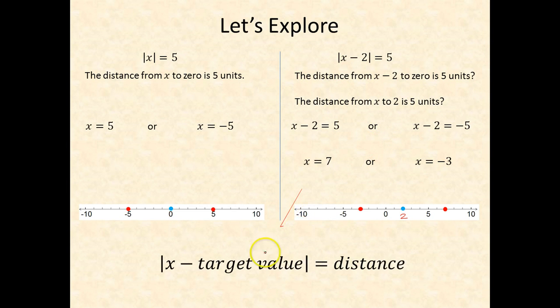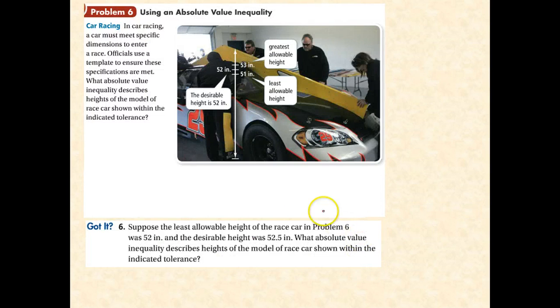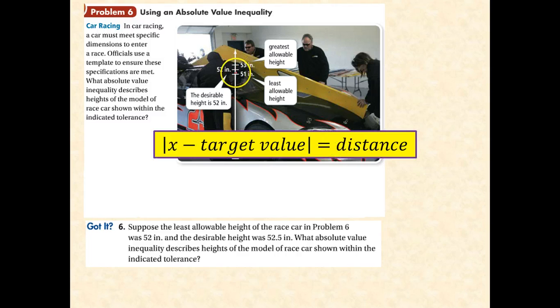So here's what we can say in general. If we have a target value that's going to be at the center of our little range here, then we can say the absolute value of x minus the target value equals the distance away from the target. And we can use that to write absolute value inequalities that go along with real life situations. So in racing, the ideal height is 52 inches of your car, but you can be within an inch in either direction.